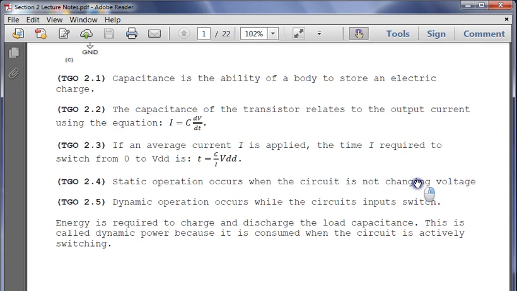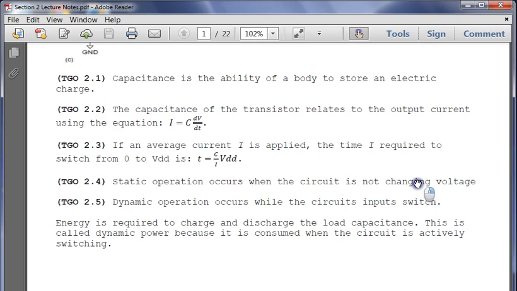And then 2.4 and 2.5 are just defining what happens when they're switching and when it's not switching. So it's kind of the statics and dynamics, if you remember that from engineering fundamentals. Same kind of operation applies here. Static operation occurs when the circuit is not changing voltage, and dynamic operation occurs when the circuit inputs switch.